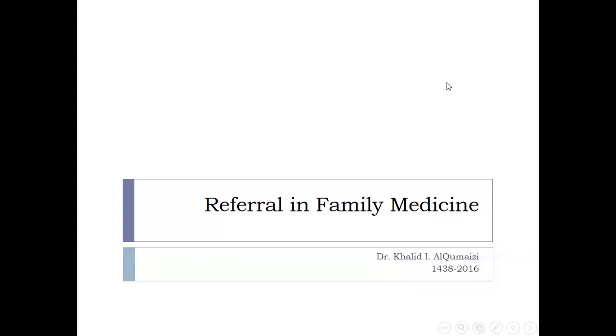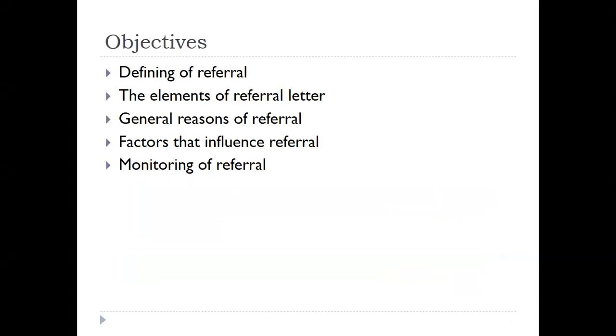Referrals are very important in family medicine because you are managing and contracting a lot of patients, and you should know how to do a referral. Objective: first, you need to define what is a referral, what are the elements of the referral letter, general reasons for the referral, factors that influence the referral, and monitoring the referral.